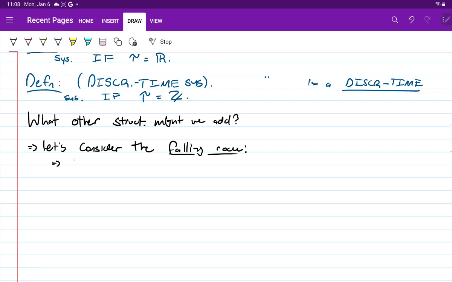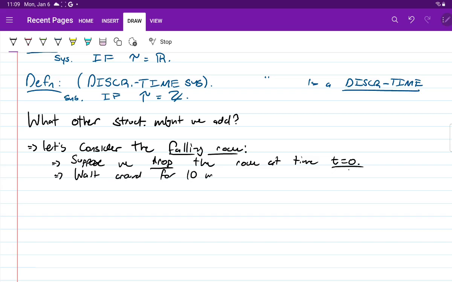Okay, so let's say suppose we drop the rock at time t equals 0, okay? And we go ahead and record its trajectory. If instead we wait around for 10 minutes and drop it at time 10, what will happen? Will the trajectory of our rock be the same? Most likely, right?